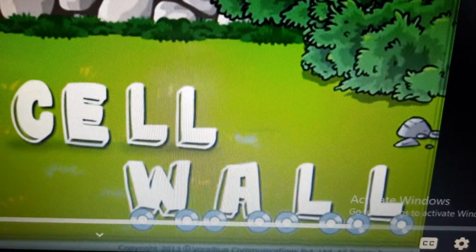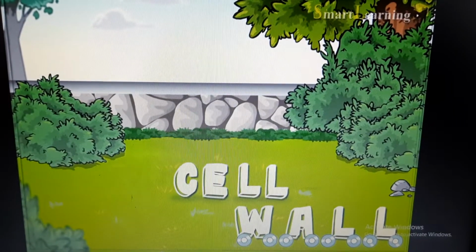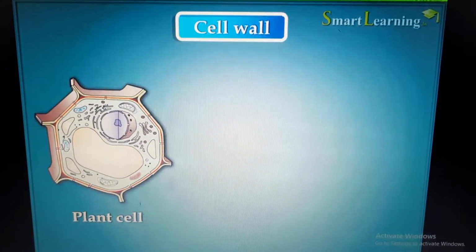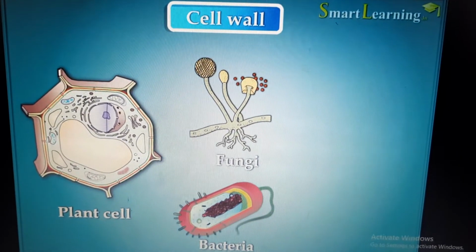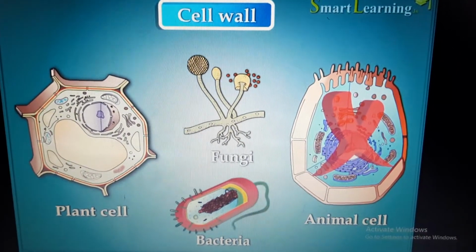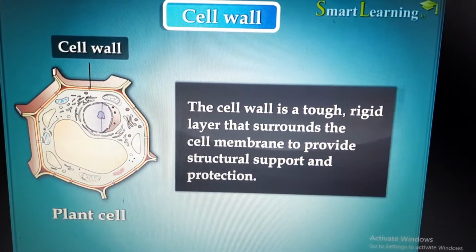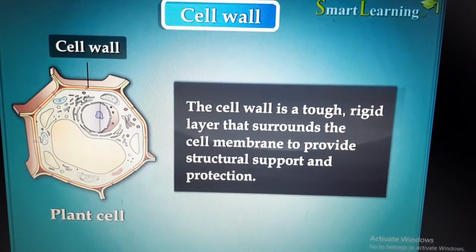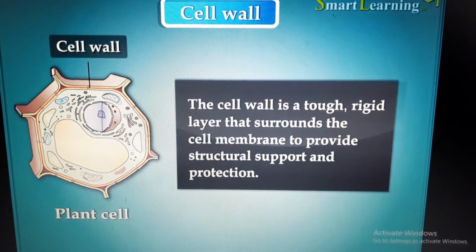Let us discuss the study of the cell wall. The cell wall is present in plant cells, fungi, and bacteria, and it is absent in animal cells. The cell wall is a tough, rigid layer that surrounds the cell membrane to provide structural support and protection.